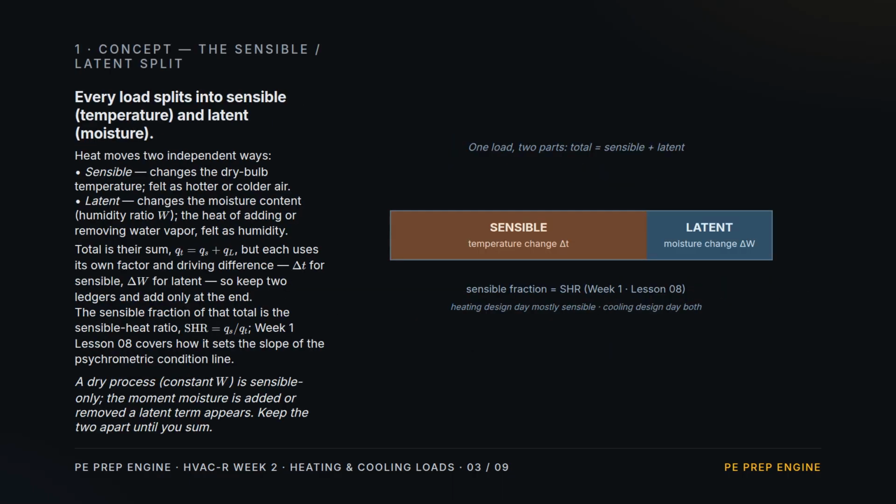Every load splits 2 ways. Sensible heat changes the dry bulb temperature. You feel it as hotter or colder air. Latent heat changes the moisture content, the energy tied up in adding or removing water vapor, felt as humidity, not temperature. Total is their sum. They use different factors and different driving differences, so keep 2 ledgers and add at the end. The sensible share of that total is the sensible heat ratio. Week 1, Lesson 8, covers how it sets the slope of the psychrometric line.